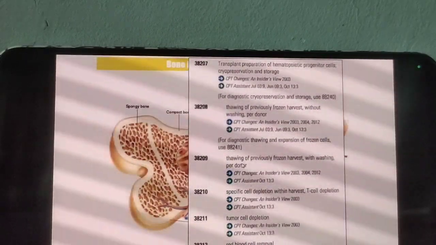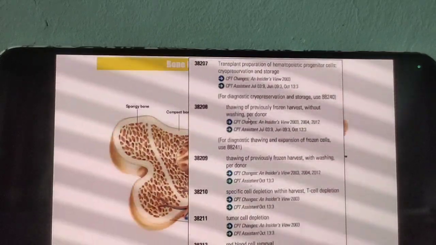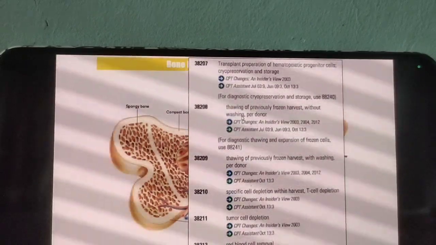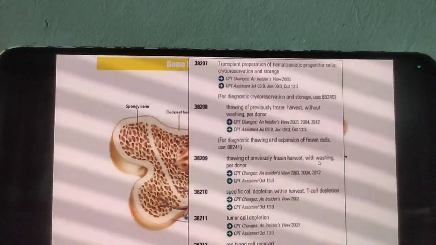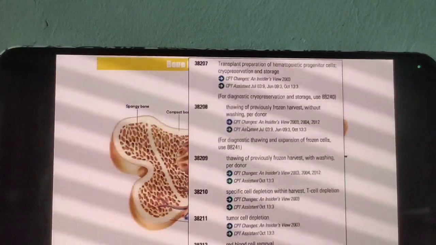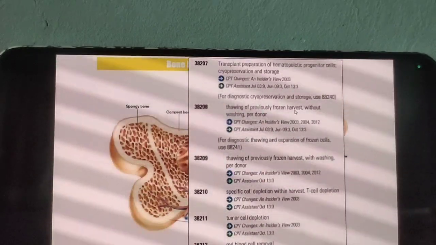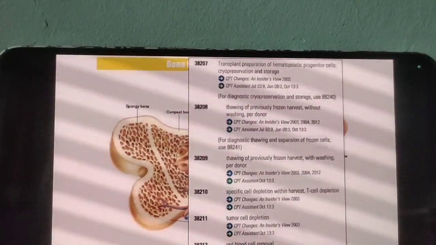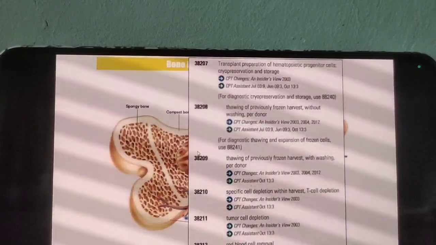Then thawing means melting. Melting the frozen harvest, without washing technique 208, with the washing technique 209. During transplantation, the doctor melts the frozen harvest, and after that he may perform the transplantation procedure. So without washing is the key term for 208. With the washing is the key term for 209.